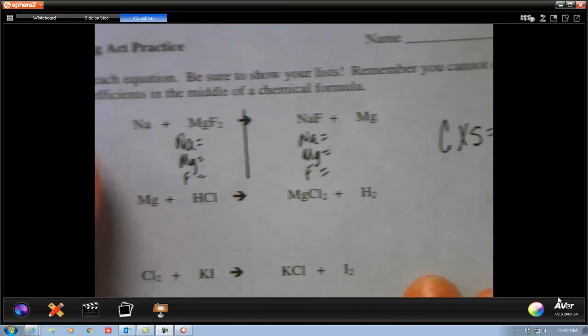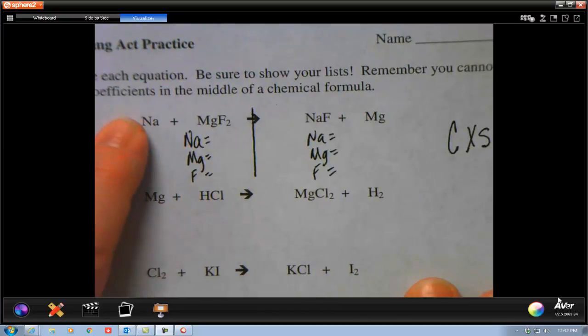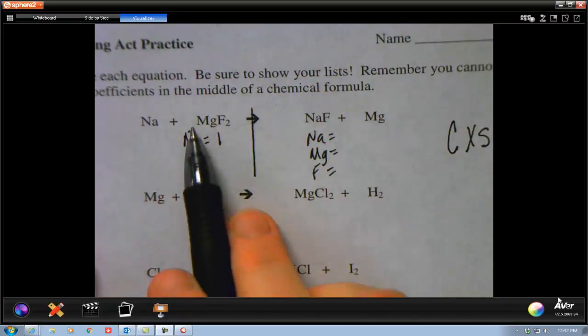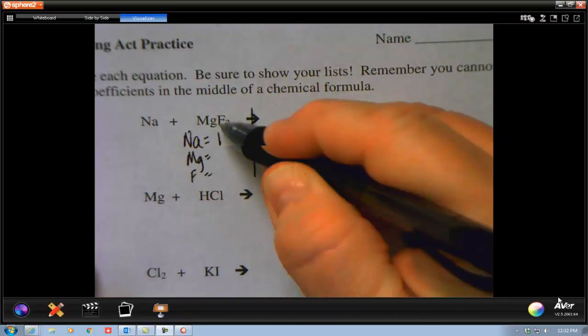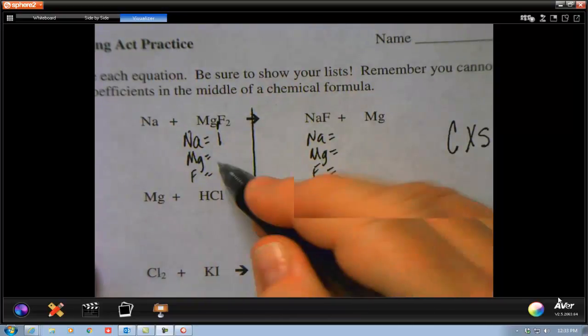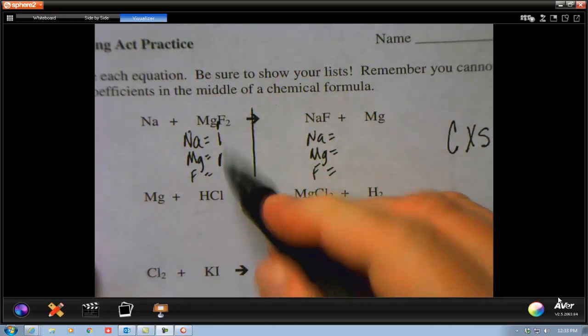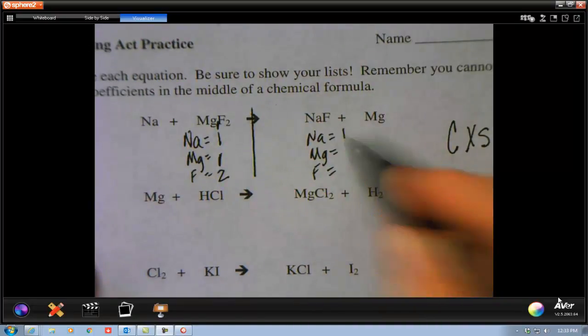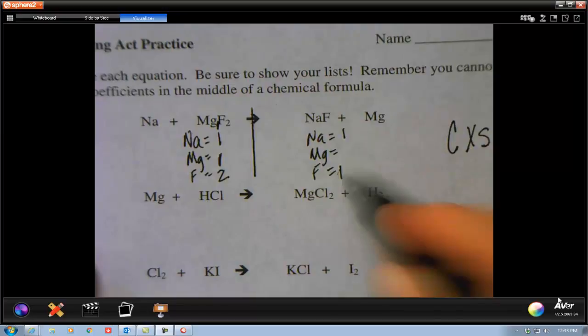So on sodium, that's one of those assumed ones. There's no coefficient or subscript, so it's going to be 1 times 1. So we have 1 sodium. Magnesium, it's going to be 1 times 1. There's not a subscript written in here, but we assume it's a 1. So 1 times 1 is a 1. And then on fluorine, 1 times 2 is 2. On this side, sodium is a 1, F1, Mg1.